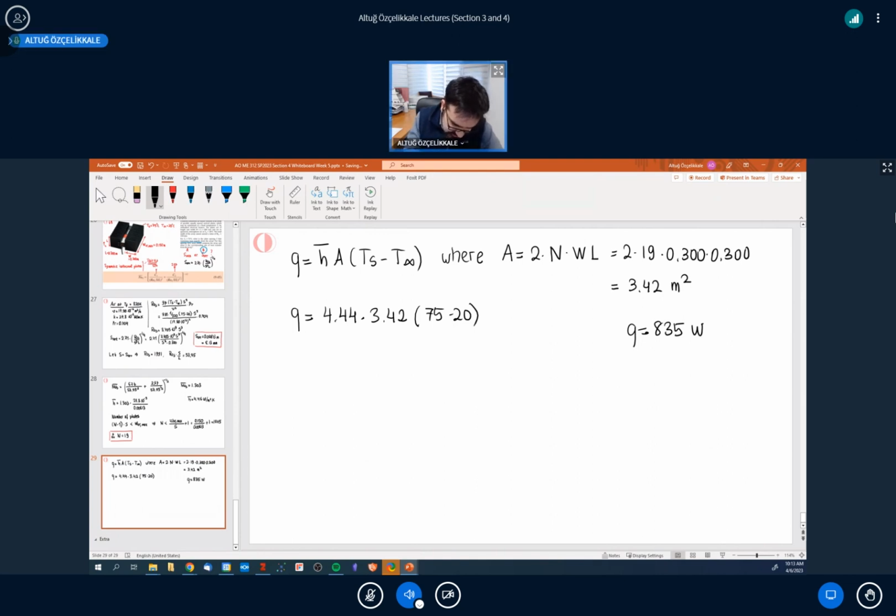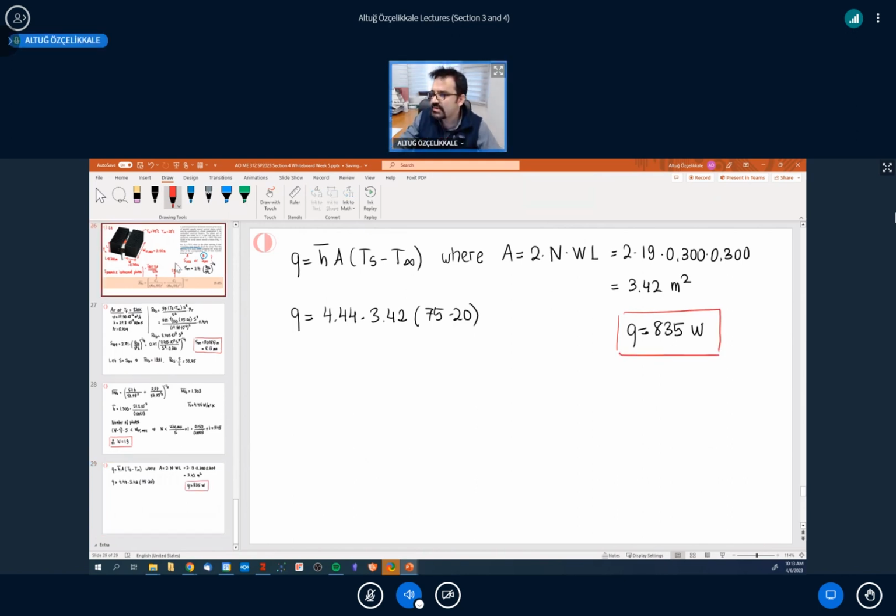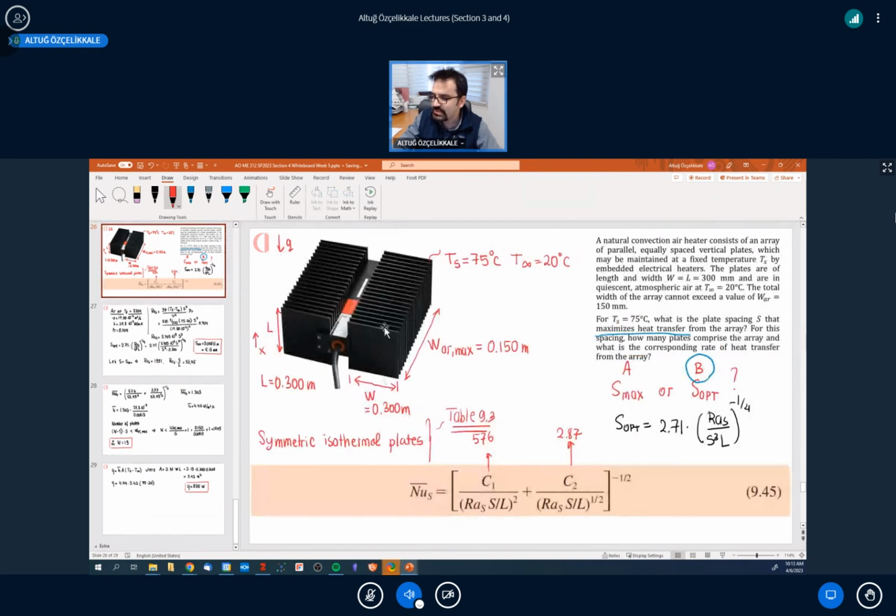So again, let's put this into perspective. Let's go back to this system. The system has these dimensions, these square plates of 30 by 30, and we are assembling 19 of them side by side with a spacing less than a centimeter. All of them are stacked together and look like this. So this is the structure. And for a temperature difference from 75 to 20, about 55 degrees, it is able to dissipate about 835 watts with natural convection.